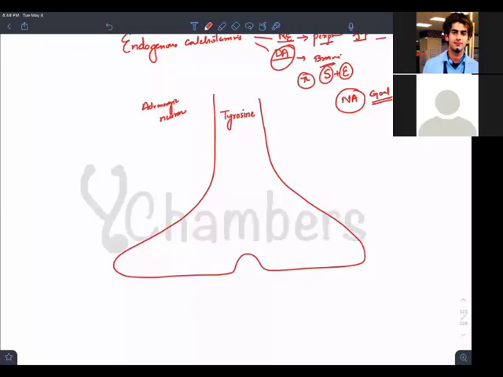Now tyrosine is present in your blood. It will be brought into the cytoplasm of this neuron by a transporter, the tyrosine transporter. This tyrosine transporter will bring this tyrosine in. This is your blood vessel and it will bring this tyrosine towards the neuron.